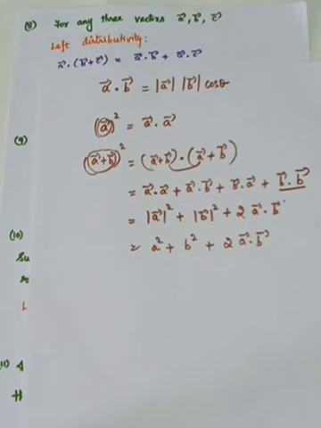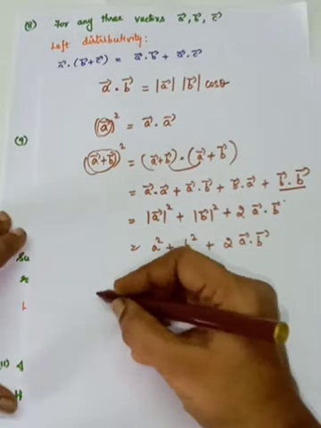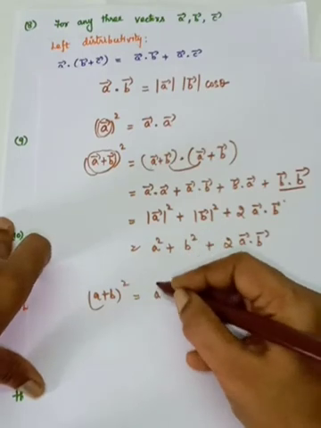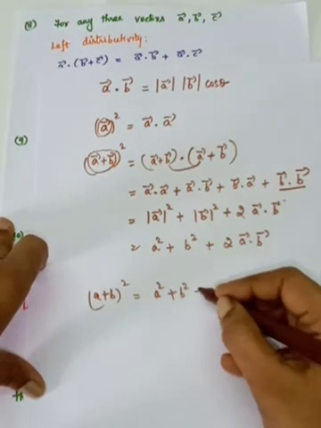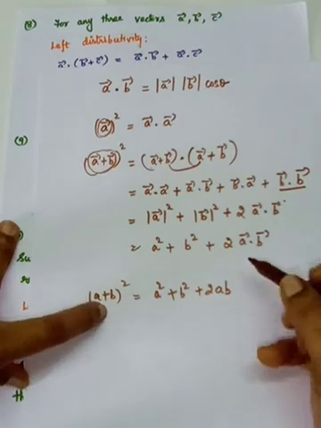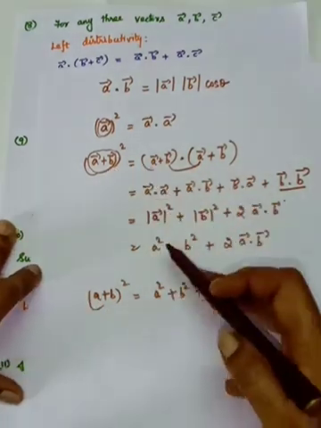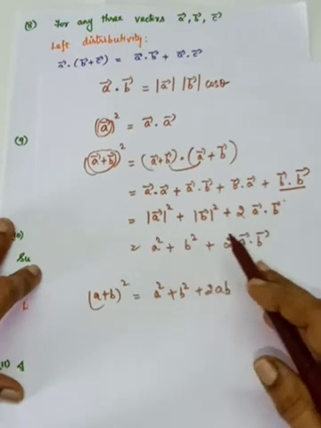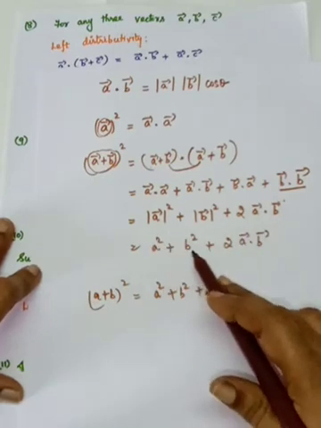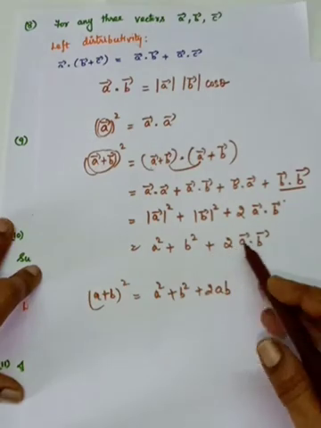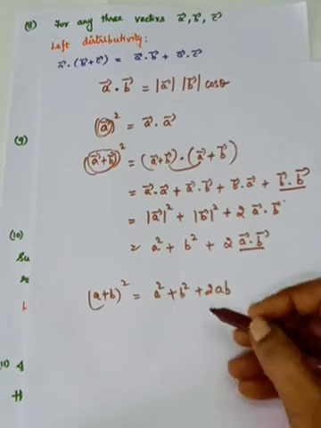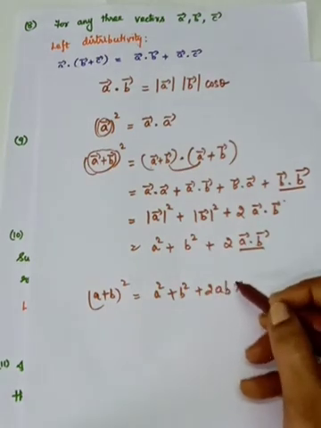vector. In the algebraic formula, not vectors, A plus B the whole square, how will you write? It is A squared plus B squared plus 2AB. It's a number. But while you are using it in vectors, it is A squared, or you can write modulus of A vector the whole square. There is no problem. It's a number. A squared plus B squared plus 2 into A vector dot B vector you have to write. You should not write 2AB. It's a number. It's an algebraic formula.